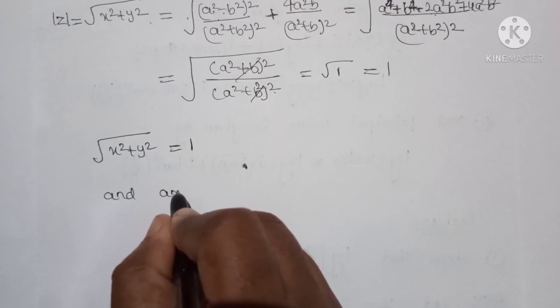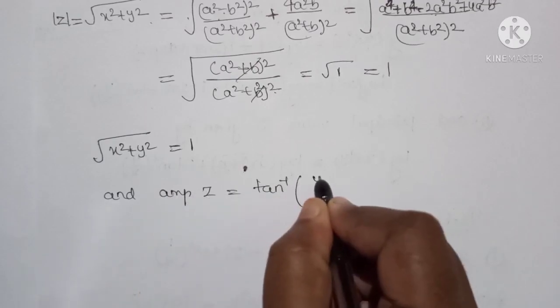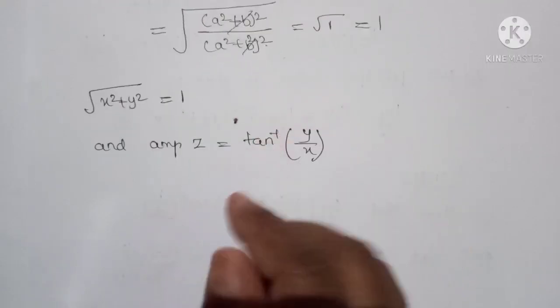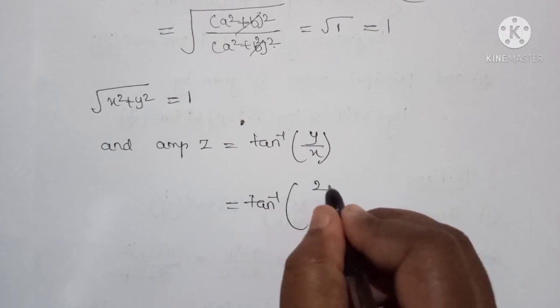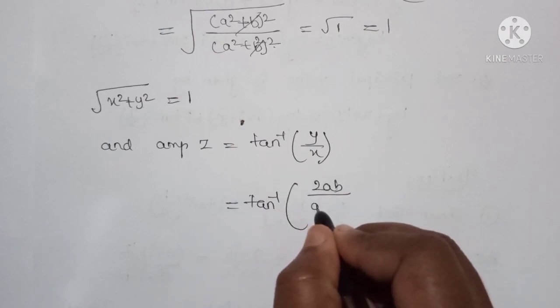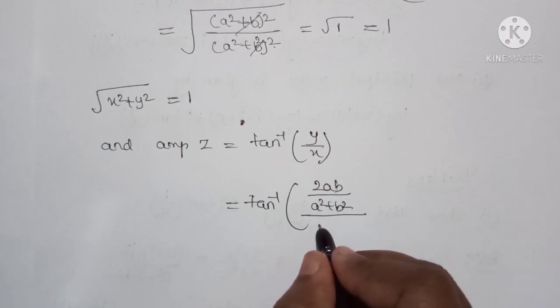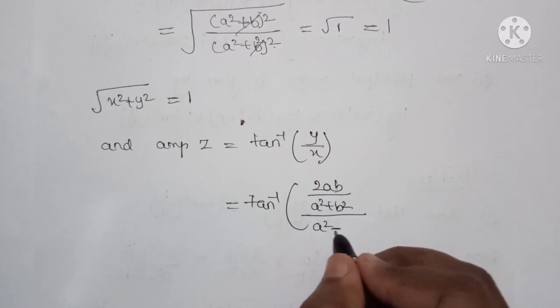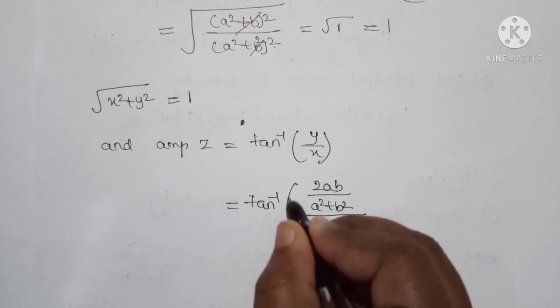Now we find the amplitude of z, that is tan inverse of y by x. Substituting the y and x values, we get tan inverse of y value, which is 2ab divided by a square plus b square, the denominator, and the x value is a square minus b square divided by a square plus b square.